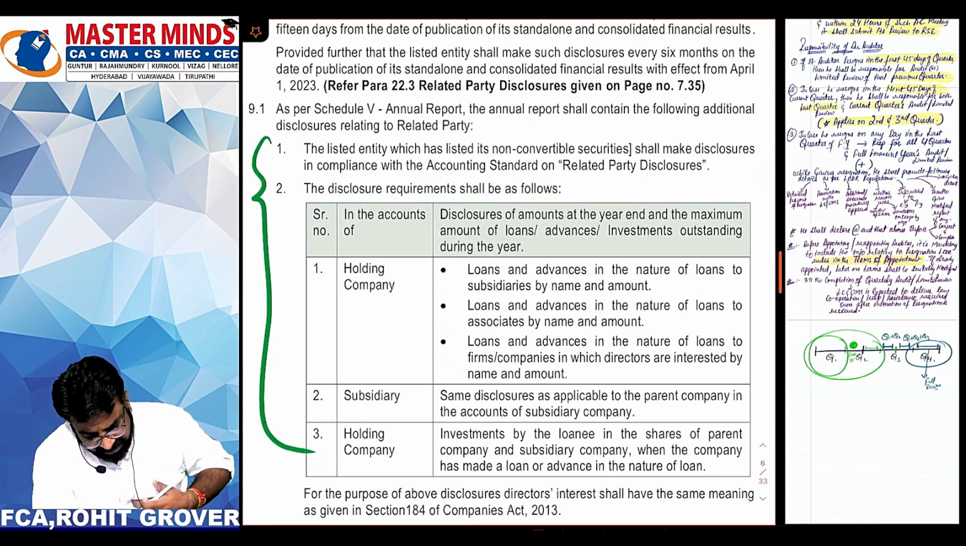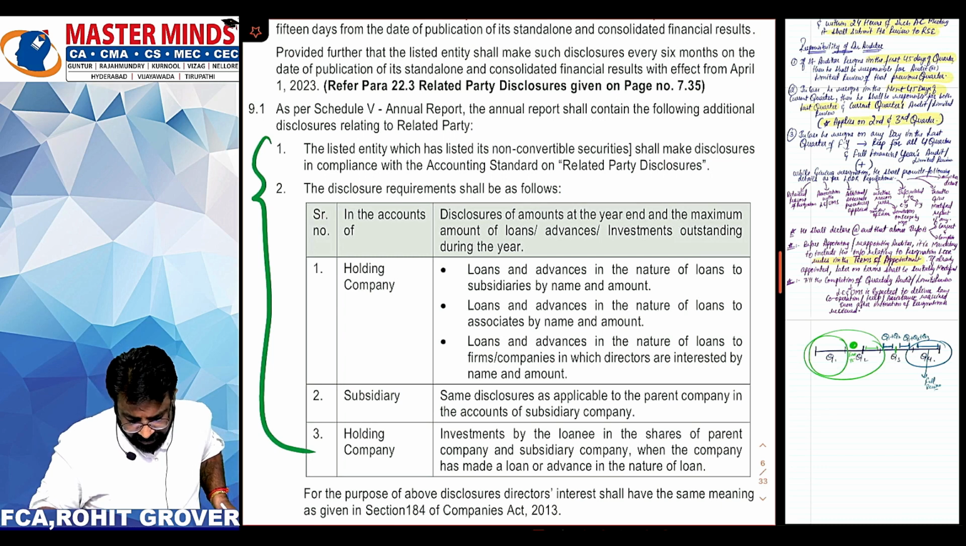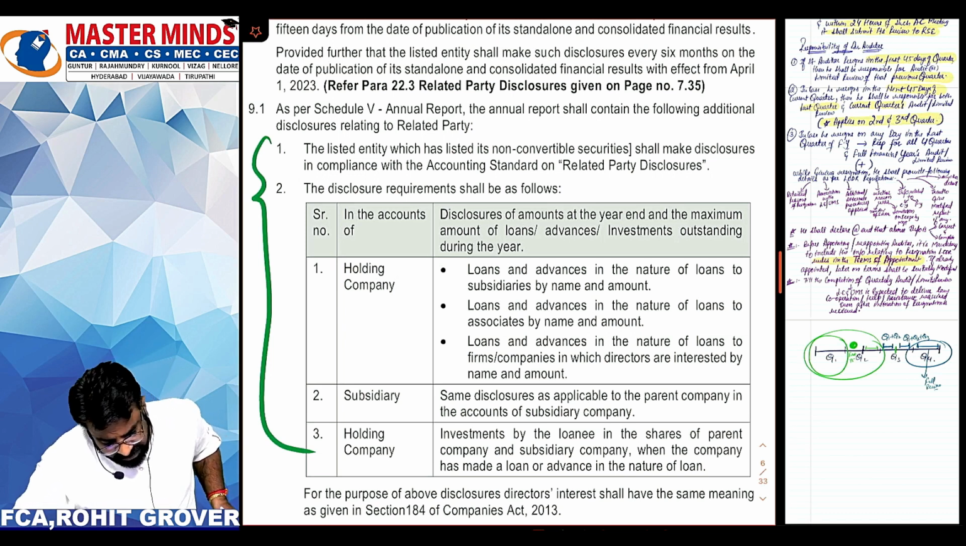The listed entity which has listed its non-convertible security shall make the disclosure in compliance with accounting standard on related party disclosure. Disclosure requirement shall be as follows. In the accounts of, okay, in whose books it should be made, disclosure of amount at the year end and the maximum amount of loan advance outstanding during the year. In the holding book, we have to make the 3 disclosures. Loans and advances in the nature of loans to the subsidiary by name and amount. Loans and advances in the nature of loans to the associates by name and amount. Loans and advances in the nature of loans to the firms and companies in which directors are interested by name and amount. So these are the 3 disclosures we have to make in the books of accounts of which company?